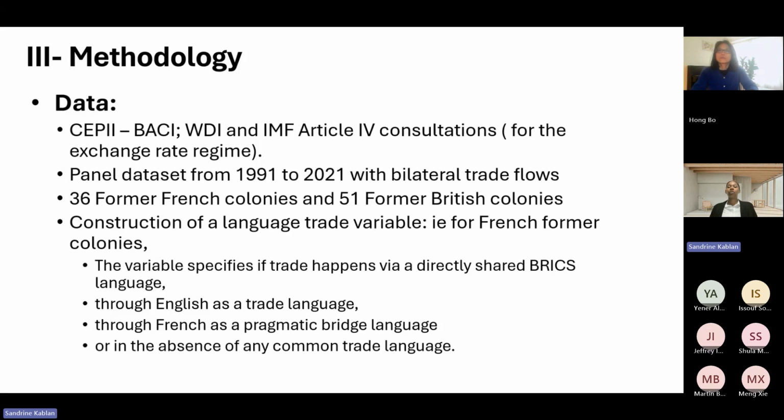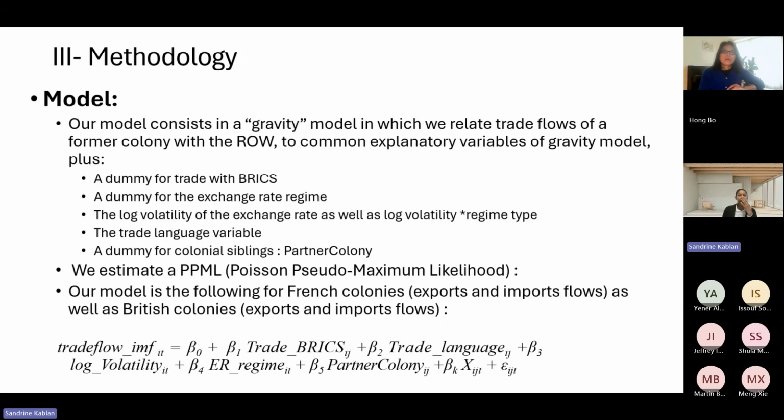For example, if you take the example of French former colonies, the variable specifies if trade happens via a directly shared BRICS language. So there is one modality, and the others are through English as a trade language, through French as a pragmatic bridge language, or in the absence of any common trade language. So we are going to check all those modalities of the trade language.